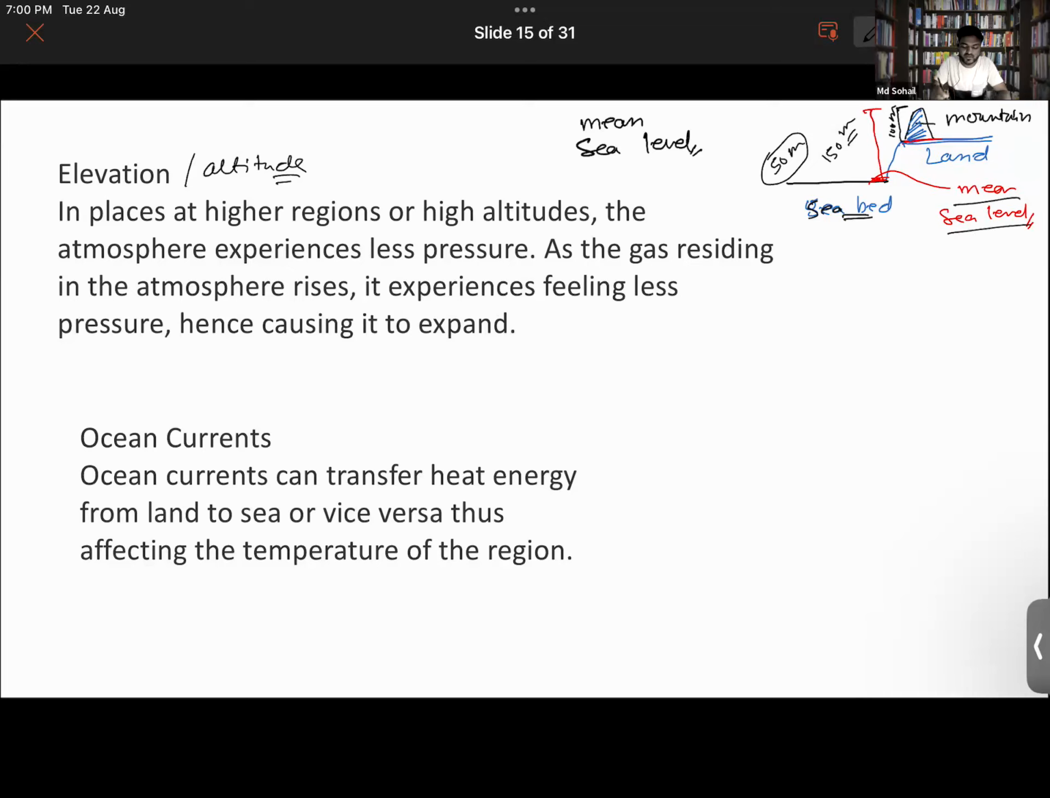So the elevation or altitude here, you will see that at higher regions or high altitude, the atmosphere experiences less pressure. Now, why is it so? First you guys answer this for me. Why is it that at higher altitudes, less pressure is observed?